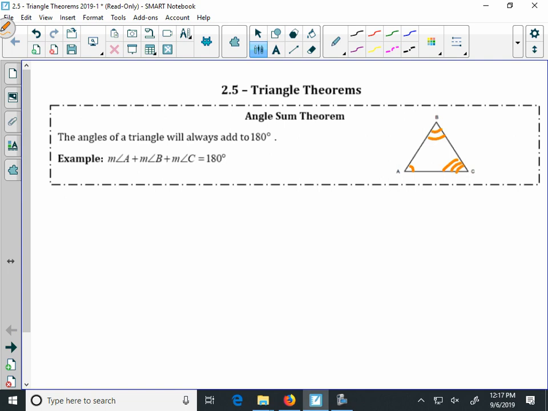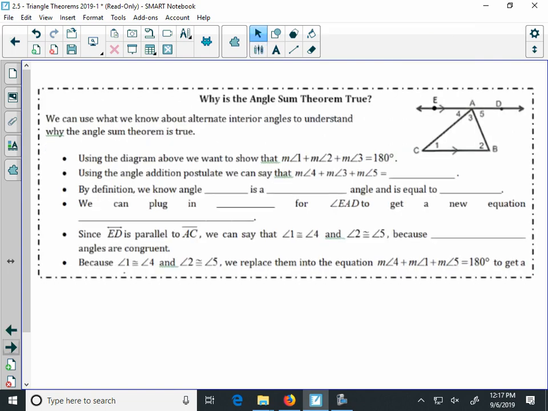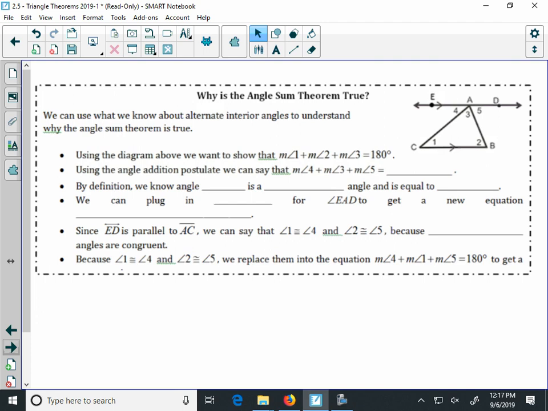So to practice this, before we practice it, why is this true? Why do all the angles of a triangle always add to 180 degrees? Someone discovered this, right? And this is their very informal argument as to why this is true. We'll get to a more formal one later, but this is why all the angles of a triangle always add to 180 degrees. Okay, we want to show that using this diagram.